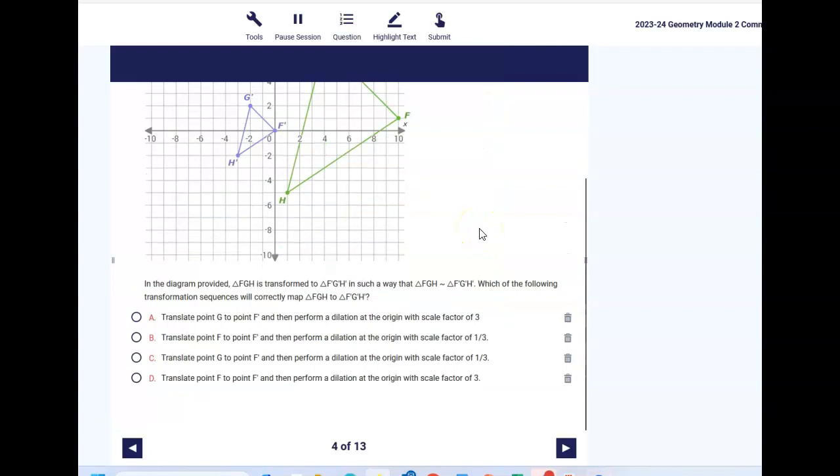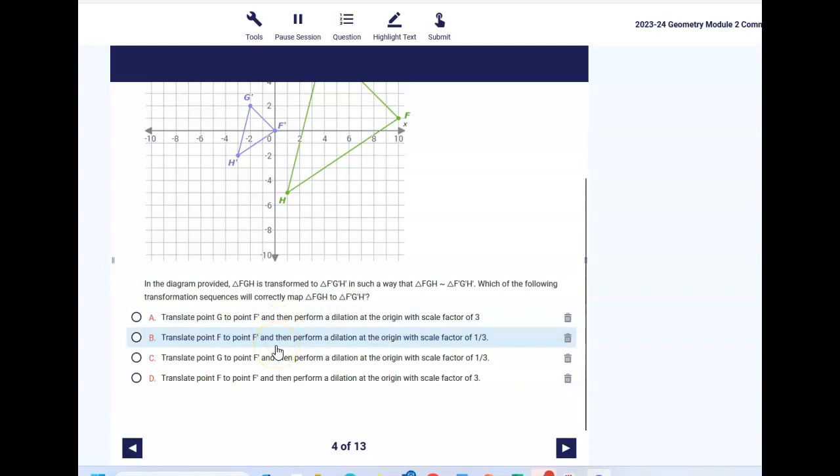Question 4. In the diagram provided, triangle FGH is transformed to triangle F', G', H' in such a way that triangle FGH is similar to triangle F', G', H'. Following transformation sequences will correctly map triangle FGH to triangle F', G', H'. Option A. Translate point G to point F' and then perform a dilation at the origin with a scale factor of 3.